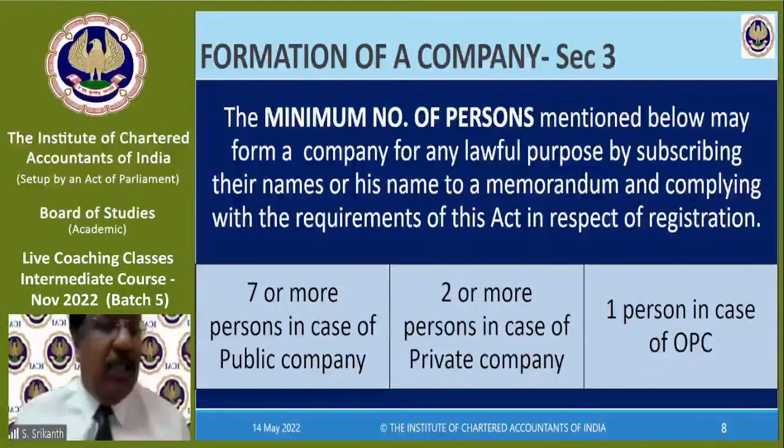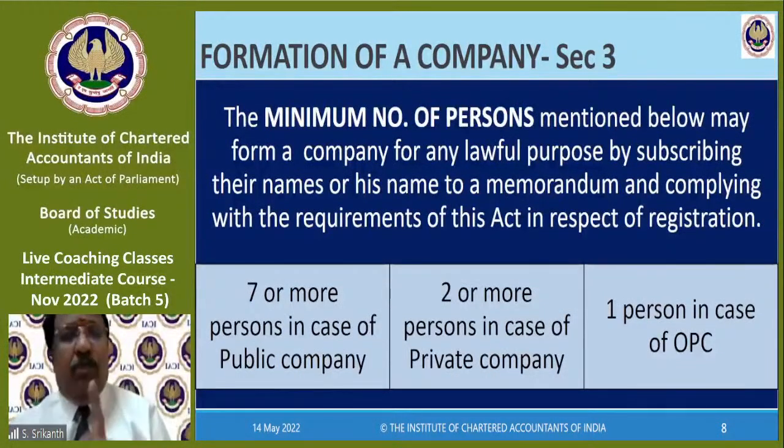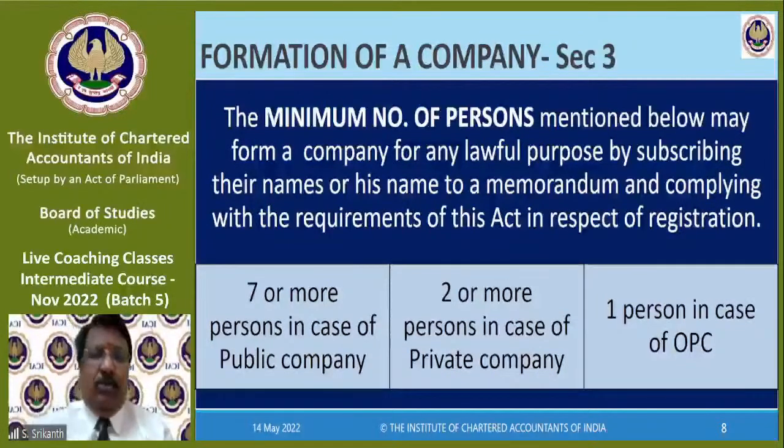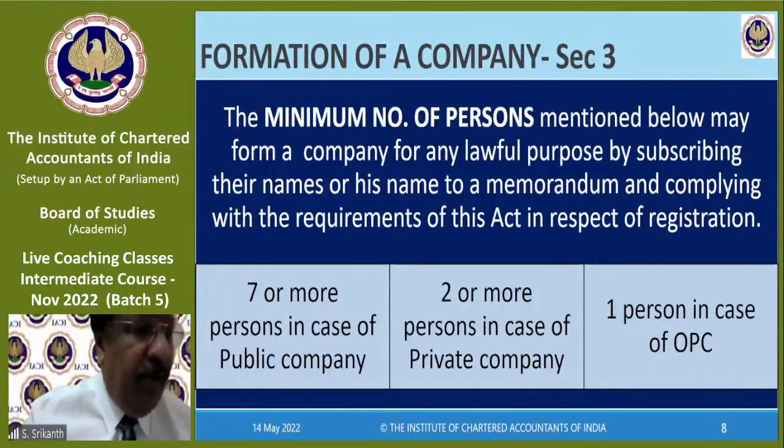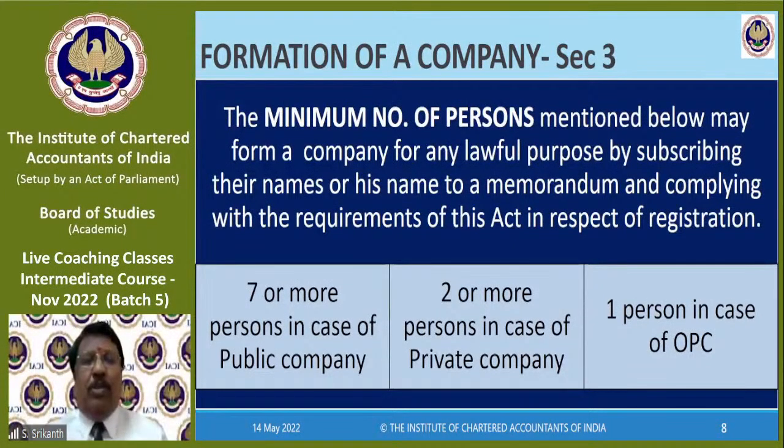To my knowledge, minimum paid up capital of a private company is 1 lakh. Minimum paid up capital of a public company is 5 lakhs. As I have understood it. Correct me if I am wrong. Nobody has the monopoly on knowledge, I believe. I learn every day, continuously learning.